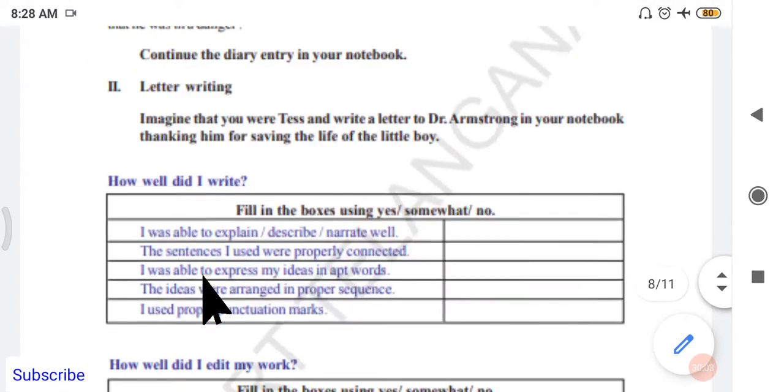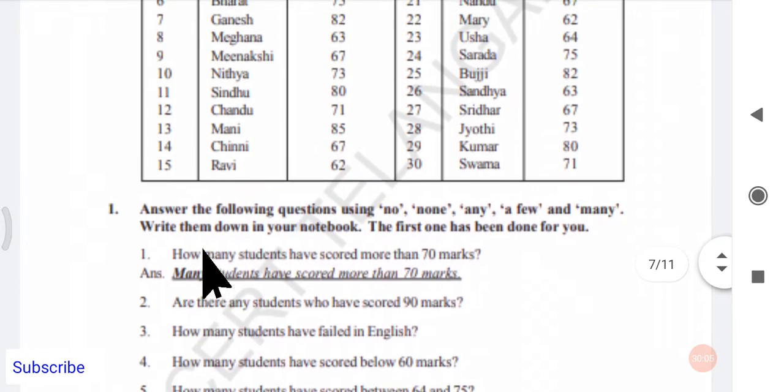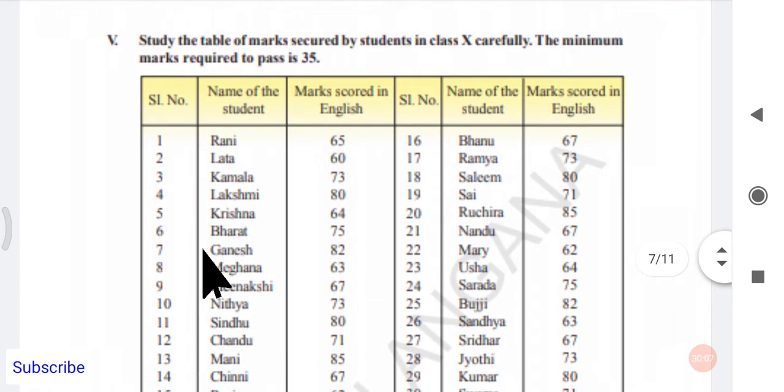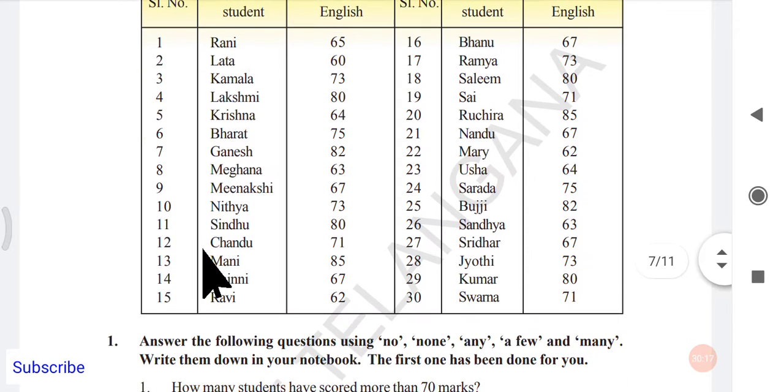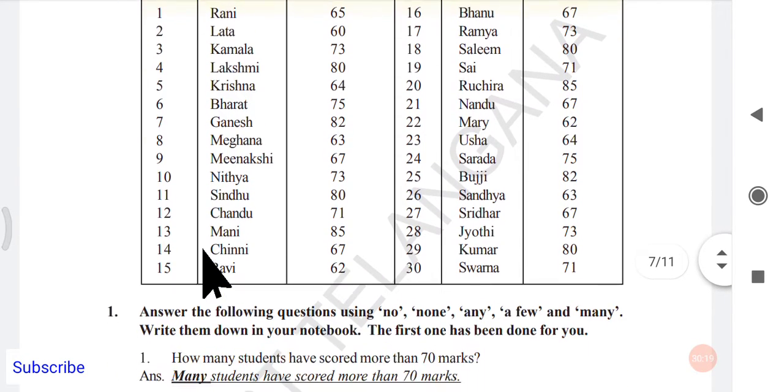Okay, so we have some exercise here, we can do it very easily and quickly. So study the table of marks secured by students in class 10th carefully. The minimum marks required to pass is 35. So we have a list of names here till 30. Let us quickly go through.